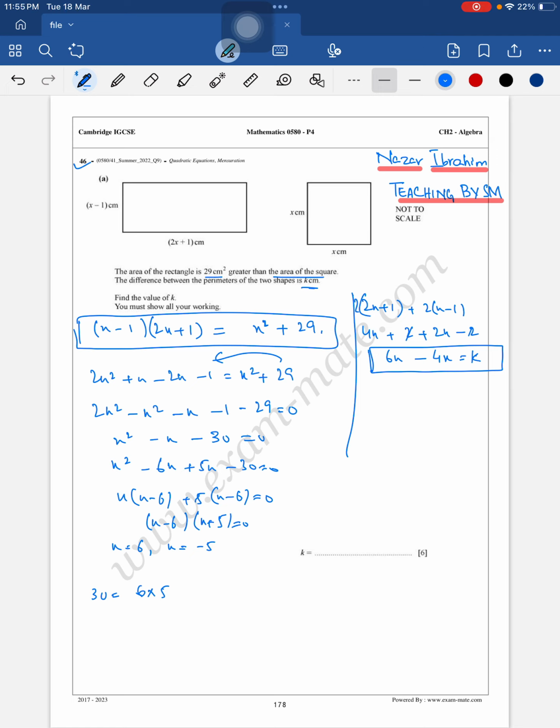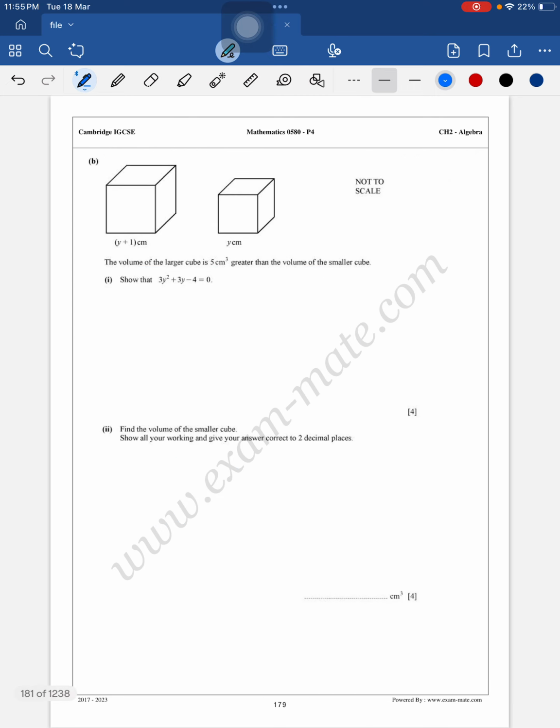So using 6, this value of x, to find out the difference: 6 into 6 minus 4 into 6 is equal to k. 6 sixes are 36 minus 4 sixes are 24, which is equal to k, right? So 36 minus 24 will be the value of k, that is 12. So k is equal to 12. Am I clear?